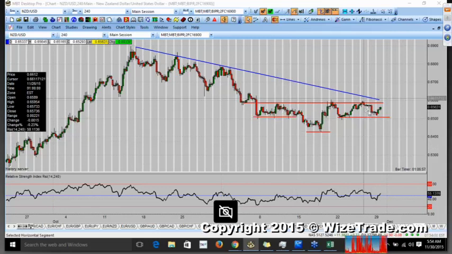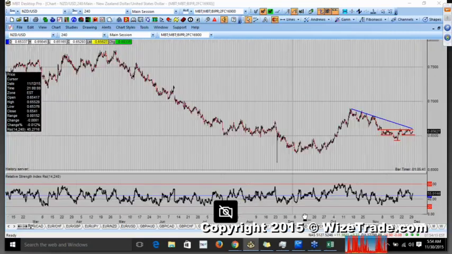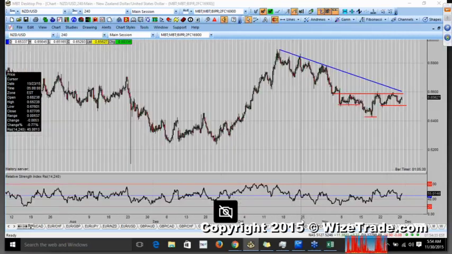That's why I would be very skeptical about being long the Kiwi dollar unless we had a nice solid breakout. If we get a nice solid breakout, we'll get a good rally here. But like I said, I think it looks too perfect. When things look too perfect like that, they usually are.